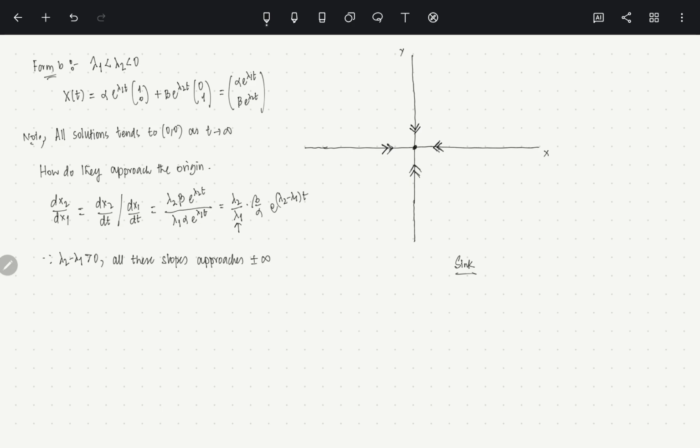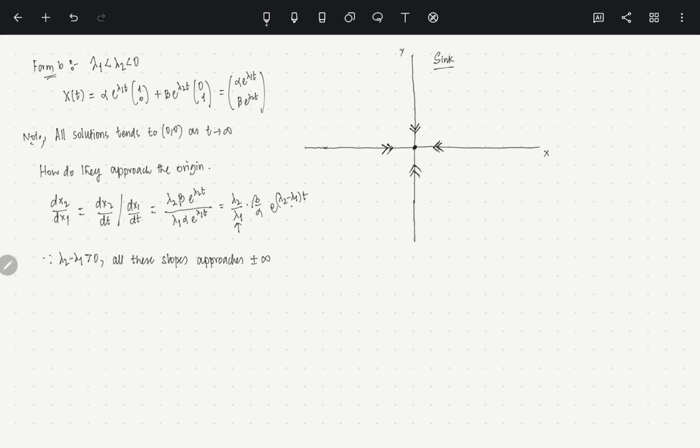Alpha and beta are non-zero, sorry, but they can be negative or positive. So it can be negative or positive. So as t tends to infinity, e power lambda t goes to infinity, and depending on the sign of beta and alpha, the slopes will approach plus minus infinity. Do you understand? Okay, so that's what I wrote. I hope this is clear. So this is a sink. Let me write it this way: approaches plus minus infinity.